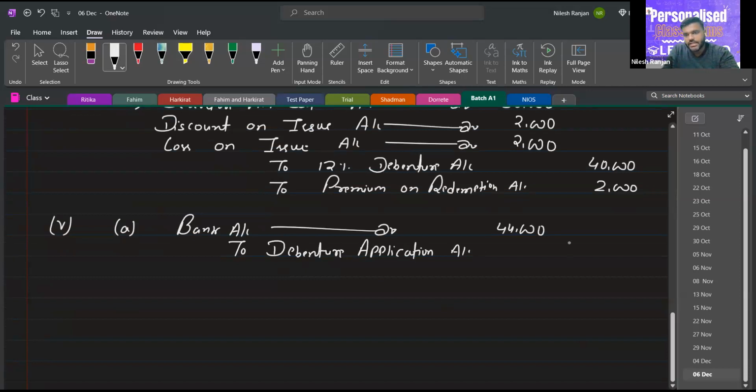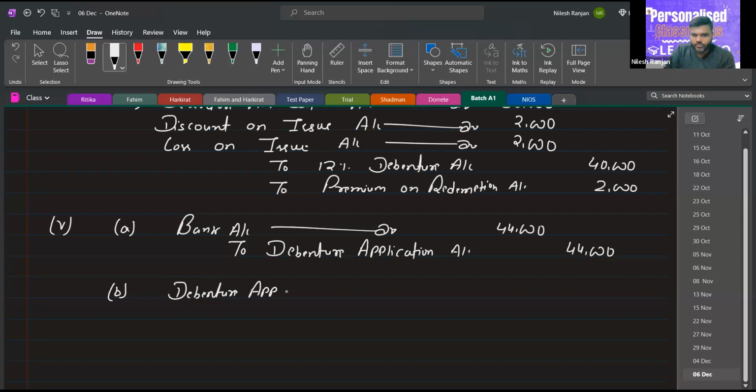Now, the second entry, can you tell me, Ritika? The debenture application account debit. Loss on issue of debenture account debit, to 12% debenture account, to securities premium account and to premium on redemption account. Okay. So what will be the amount of debenture application? That will be 44,000.